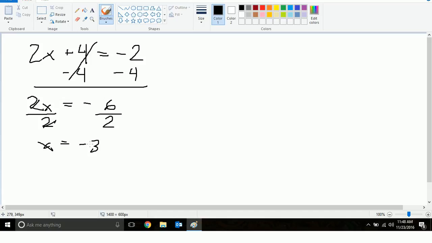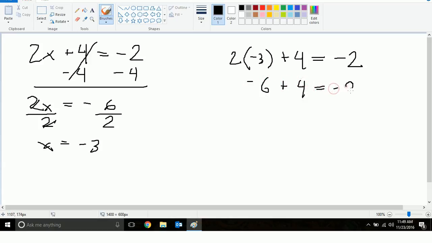We've got to make sure that that is right. We're going to check it out. We're going to plug it in. This time I'm going to use parentheses instead of that little dot. I'm going to plug x in for the value that we think it is. See if it's a true statement. Okay, so we have 2 times -3 should give us -6 plus 4 gives us a -2. Well, I think that's right, because -6 goes to war with +4. The negative wins. It's -2 equals -2. That is a true statement. So that is correct.